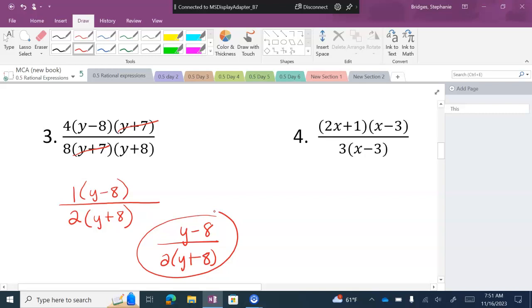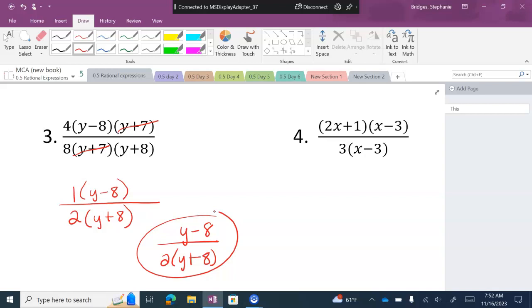You can if you want to. Like you could do it y minus 8 over 2y plus 16. However, there's no need to create more work when we don't have to. You can just leave it as 2 times y plus 8. Does that make a little bit of sense? Okay, then try 4.